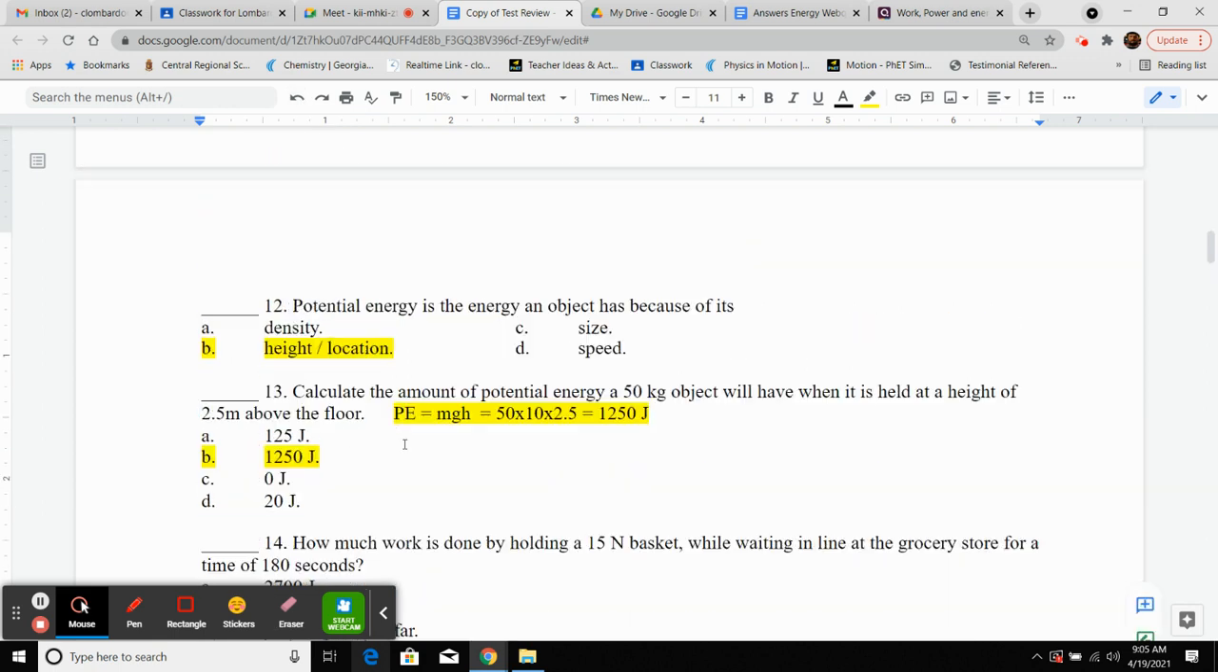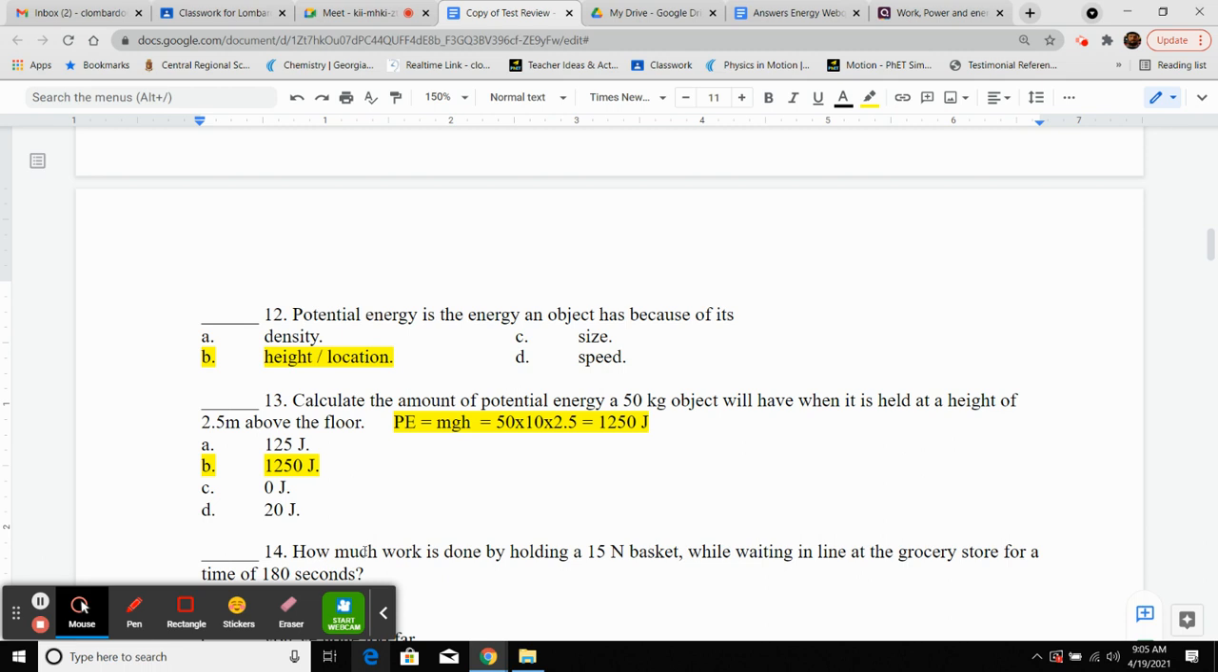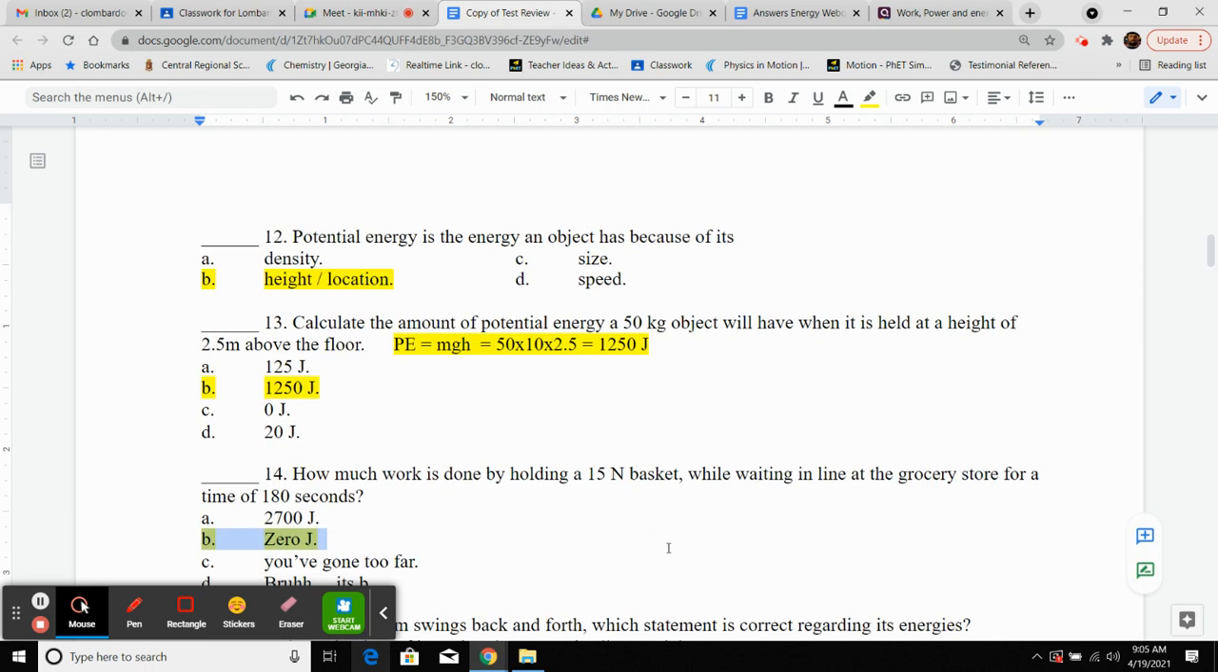Well, hey. I like this one. Ready? How much work is being done by holding a 15 Newton basket at the food store while waiting in line at the grocery store for a time of 180 seconds? 0 joules. I like this one.